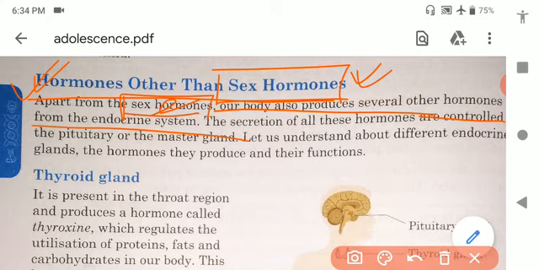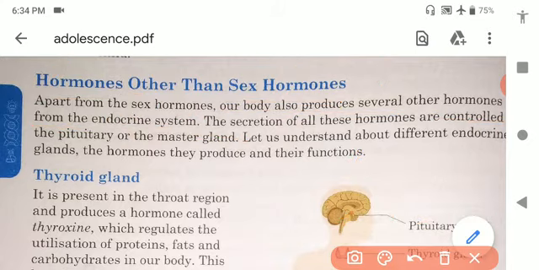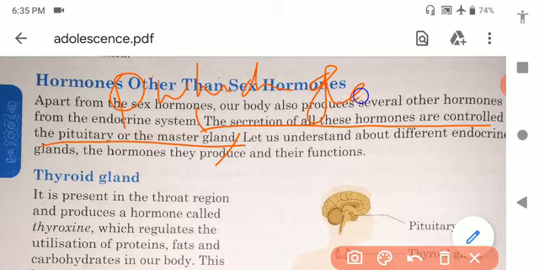system. So what is the endocrine system? The endocrine system is a system which produces hormones from endocrine glands, and there are so many endocrine glands that pour their secretion directly into the blood, and these secretions move to the target organ, and from there they work according to their nature. Okay, so it is already written here. The secretion of all hormones is controlled by the pituitary gland or master gland. So note down the question. Which gland is called the master gland?